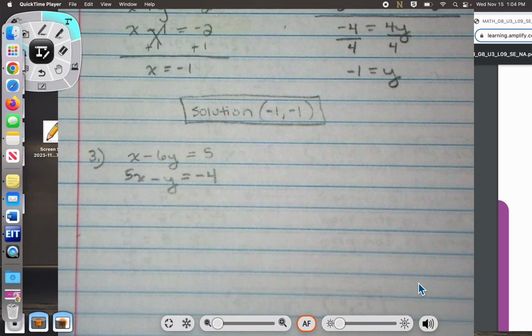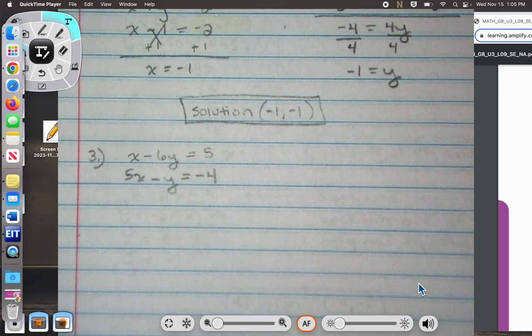All right, somebody tell me which variable did you isolate first? We'll get started on that and then I'll leave you alone. Stella? Okay, so how did you isolate that? I turned it into y equals 5x minus 4, and then I put it into the other equation.